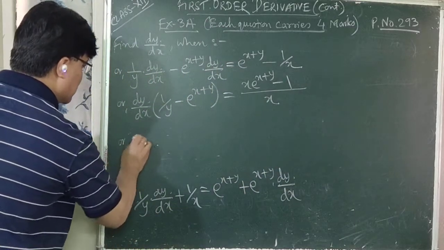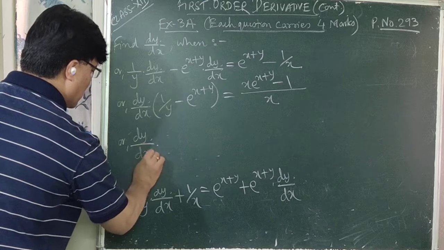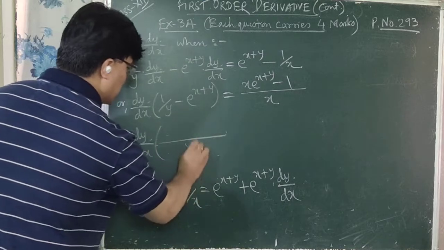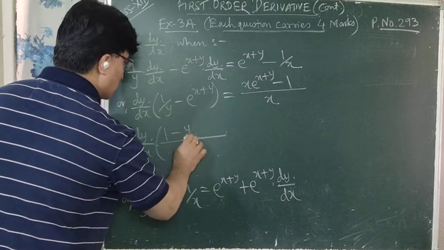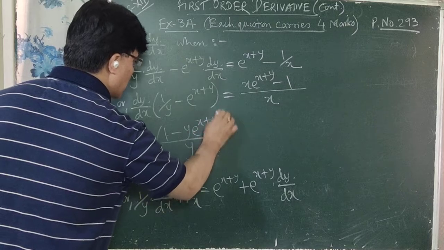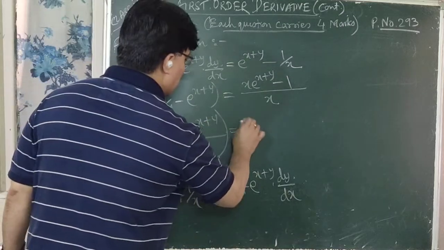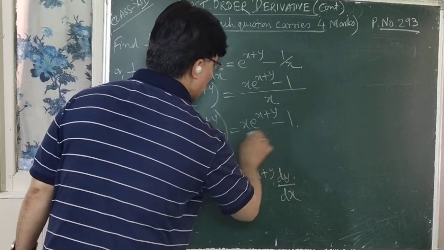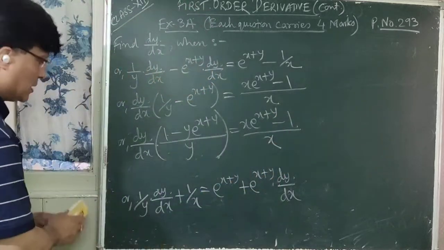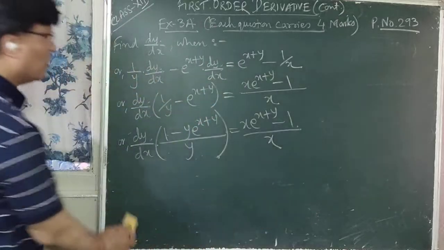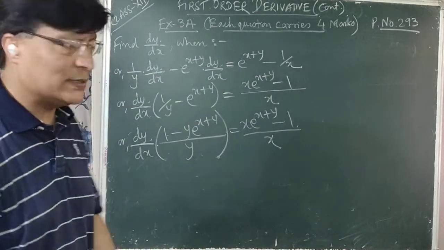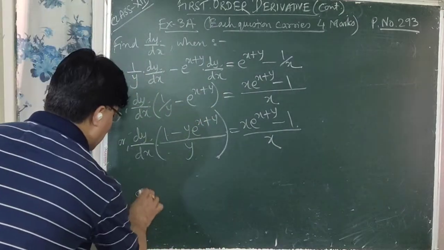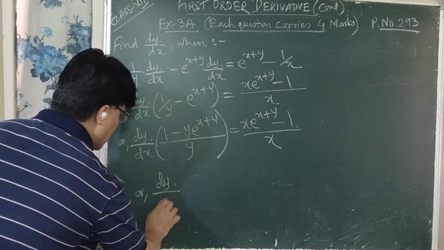Or dy by dx. So within bracket, what's the LCM? It is y. 1 minus y e to the power x plus y is equal to e to the power x into e to the power x plus y minus 1, whole divided by x. So now you can get the value for dy by dx.